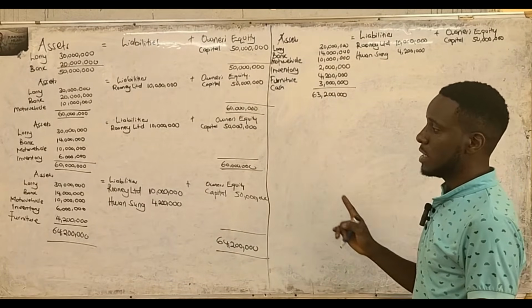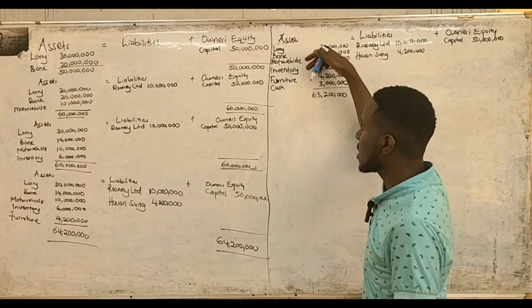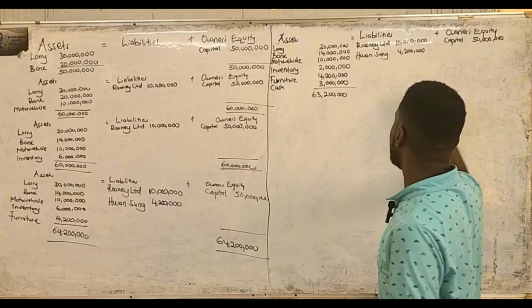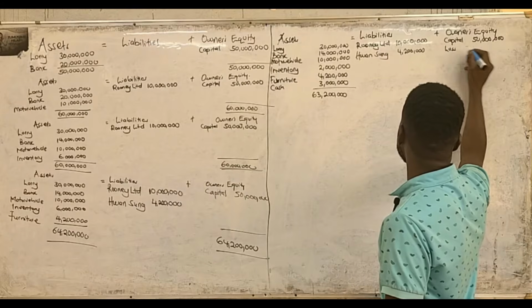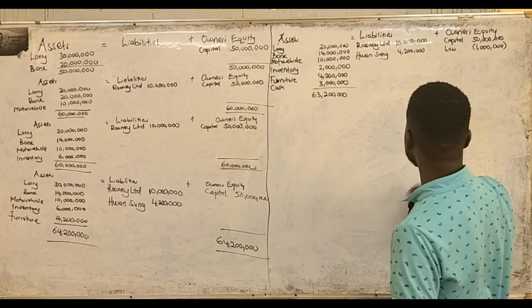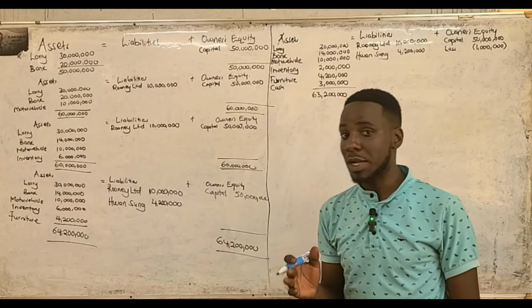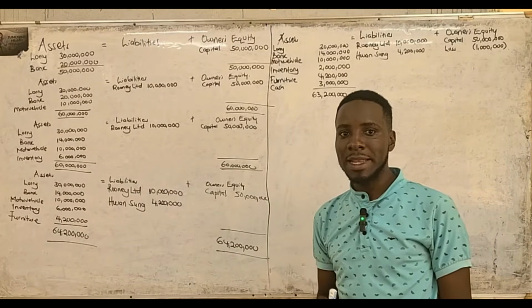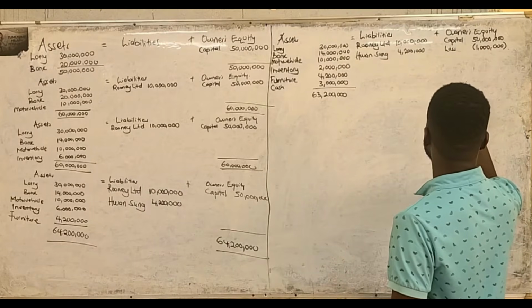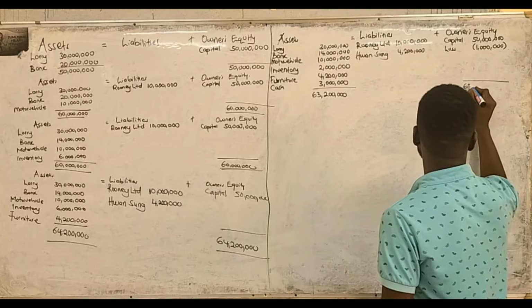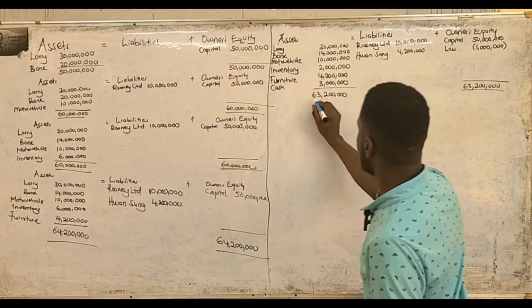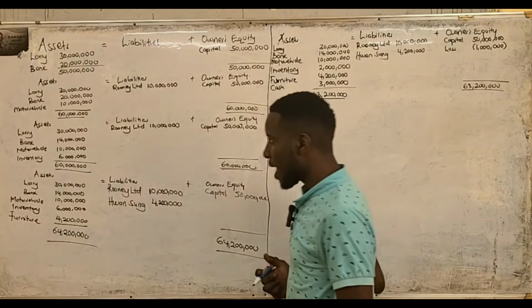Because when we lost inventory of 4 millions, we received cash of 3 millions. So we come here and we say we made a loss of 1 million. So in accounting, we put in brackets to show that we are subtracting. We don't put the minus sign. So still, when you add this side, we are going to get 6,300. And our accounting equation is stable and balanced.